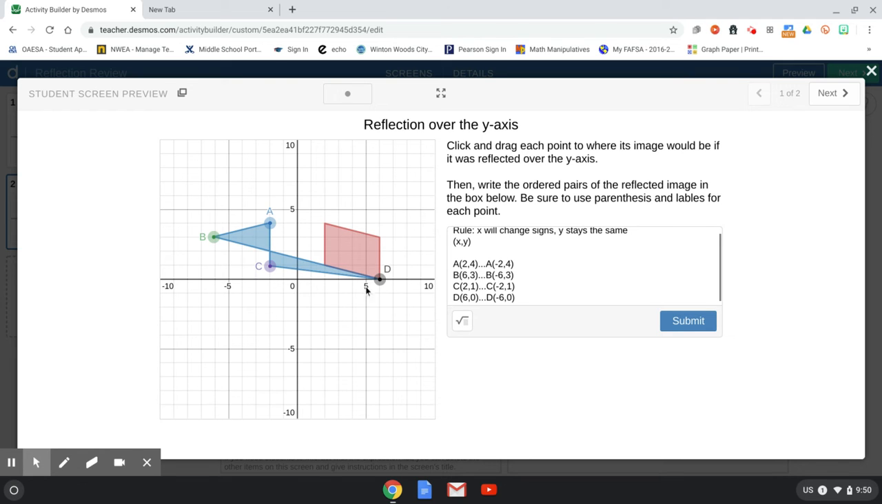And D is on the x-axis and it's at the 6. So it's going to be on the x-axis and it's going to be at the negative 6. Now, when you look at the picture, it looks like this has flipped over. So if this was the front, this is the back. Or I could take this and fold it on the y-axis, and these two shapes would sit on top of each other. Notice I didn't just slide it over.